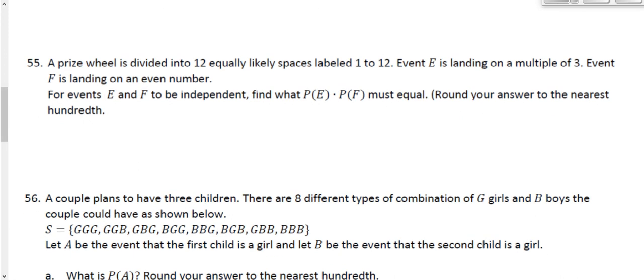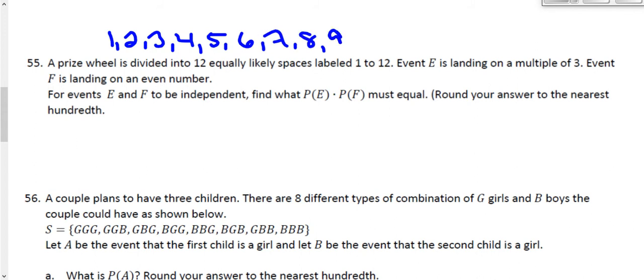Number 55 here says that we have a prize wheel divided into 12 equally likely spaces, and they are labeled 1 through 12. Event E is landing on a multiple of 3. Event F is landing on an even number. The easiest way to work on this problem is to take a look at the sample space, which is, again, all the 12 spaces labeled 1 through 12. So I'm going to take a look at the numbers 1, 2, 3, 4, 5, 6, 7, 8, 9, 10, 11, and 12.